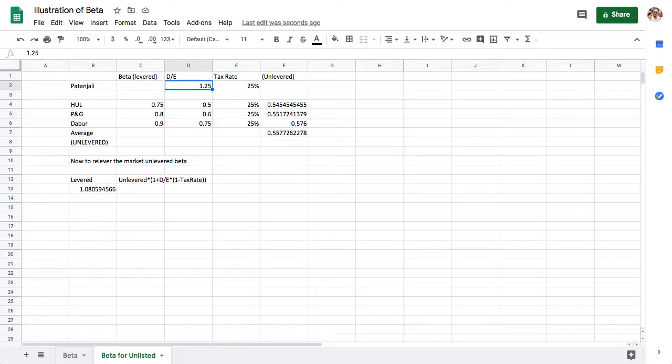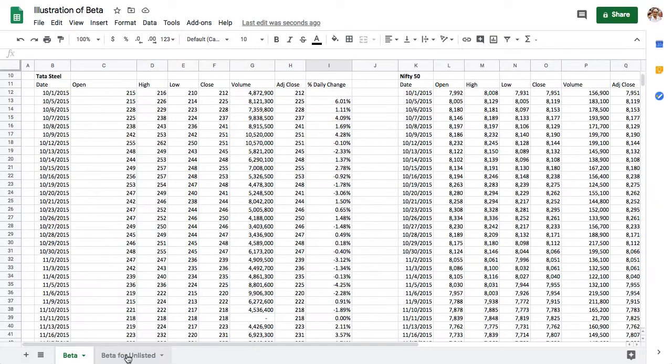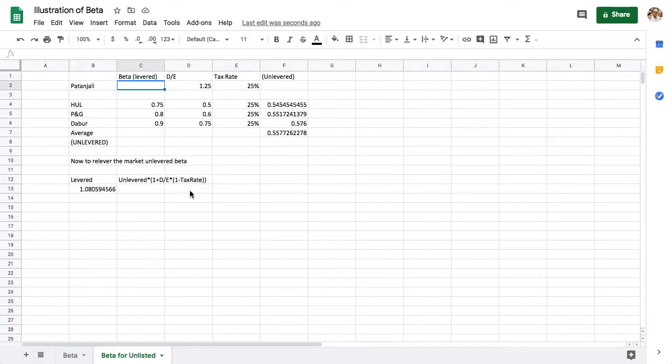So before we get into this, what you need to understand is that the beta we have calculated here is the levered beta. Levered as in, there's the debt component involved, and we need the debt to equity ratio for that. So at least that should be available. And the tax rate would be something general like 25 or 30%.